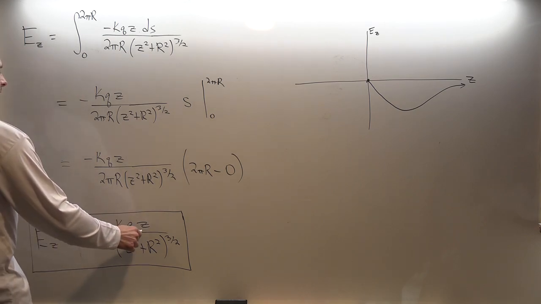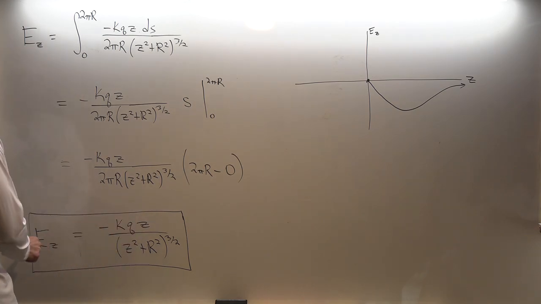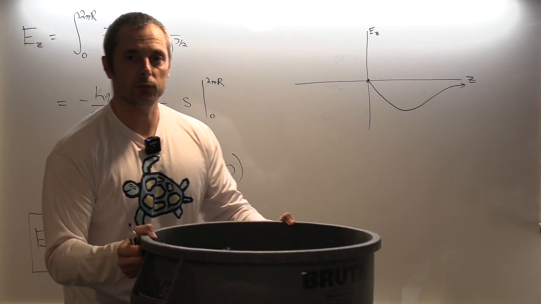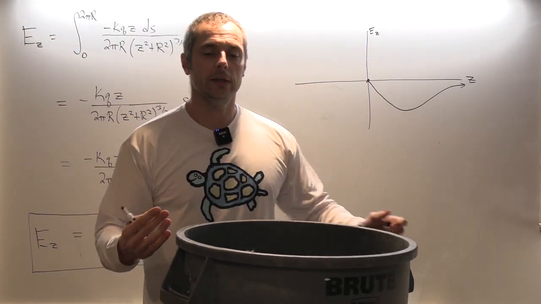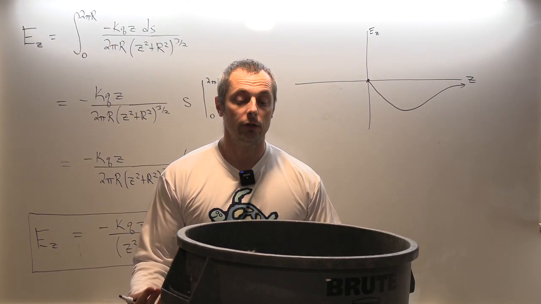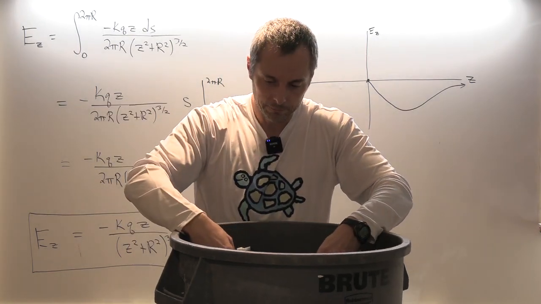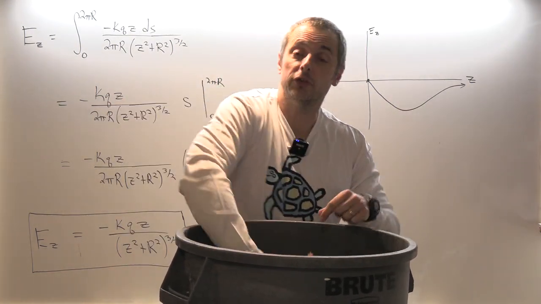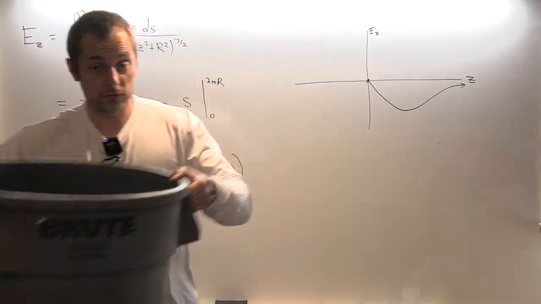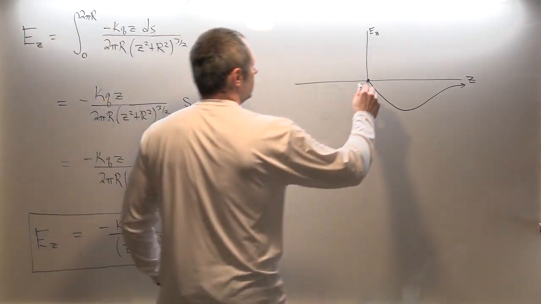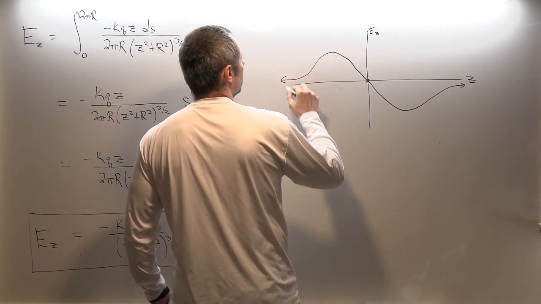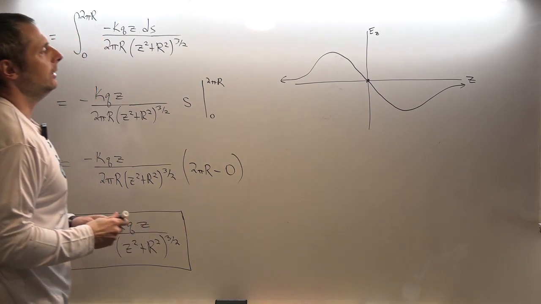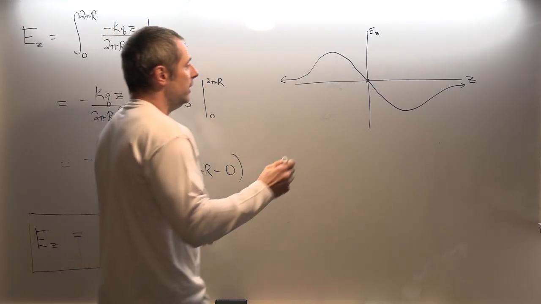If you put in negative z here, negative, negative, you get a positive electric field. That makes sense also because if we have this ring below, down inside this trash can, the electric field will point towards the axis, which is in the upward direction, because this is negative. So that makes sense also from a physical standpoint. But basically, you've got a mirror image like this. So that's the electric field as a function of z.